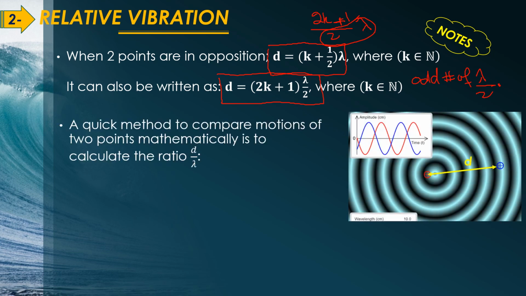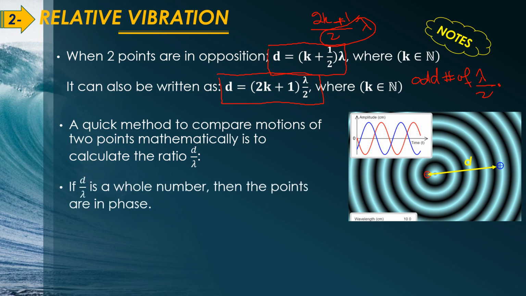How's that? A quick method to compare motions of two points mathematically is to calculate the ratio d over lambda, where d is the distance between the two points. If d over lambda is a whole number, k, then the points are said to be in phase, for obvious reasons, because d will then be k lambda.